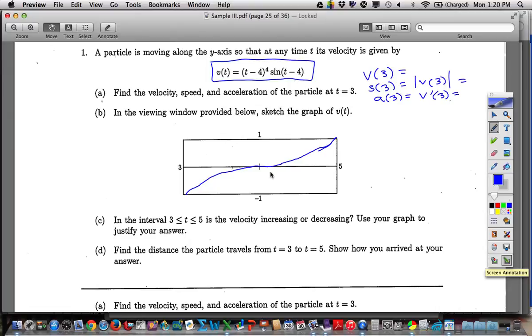All right, but here's the one I really wanted to talk about as it relates to everything we were just talking about with integrals and distance and all that stuff. Find the distance the particle traveled from 3 to 5. Definite integral from 3 to 5 of what?